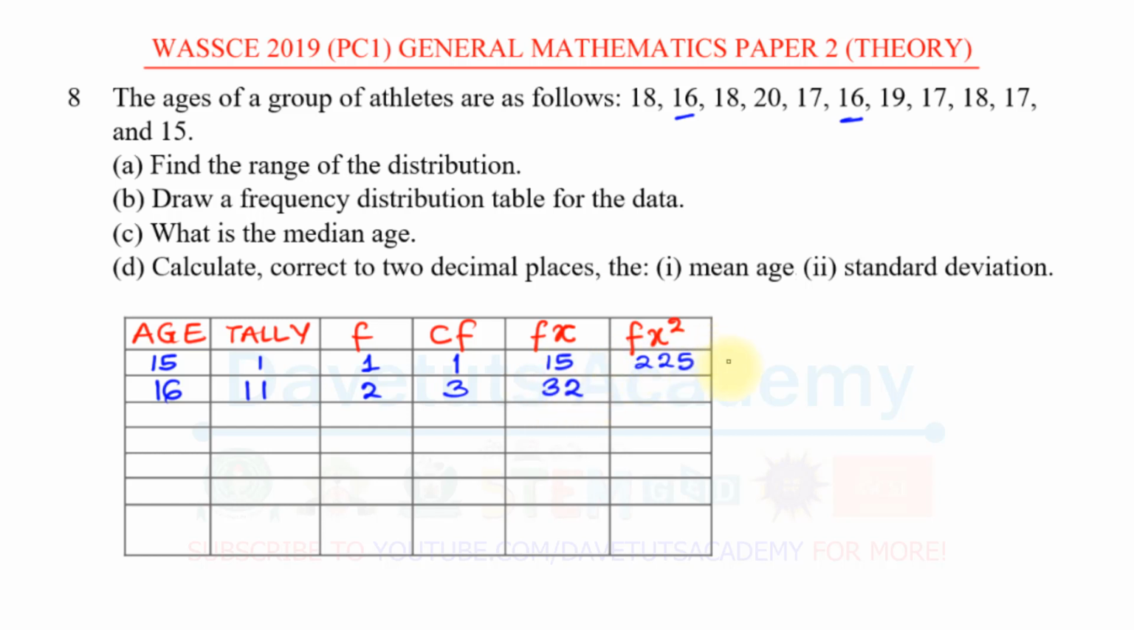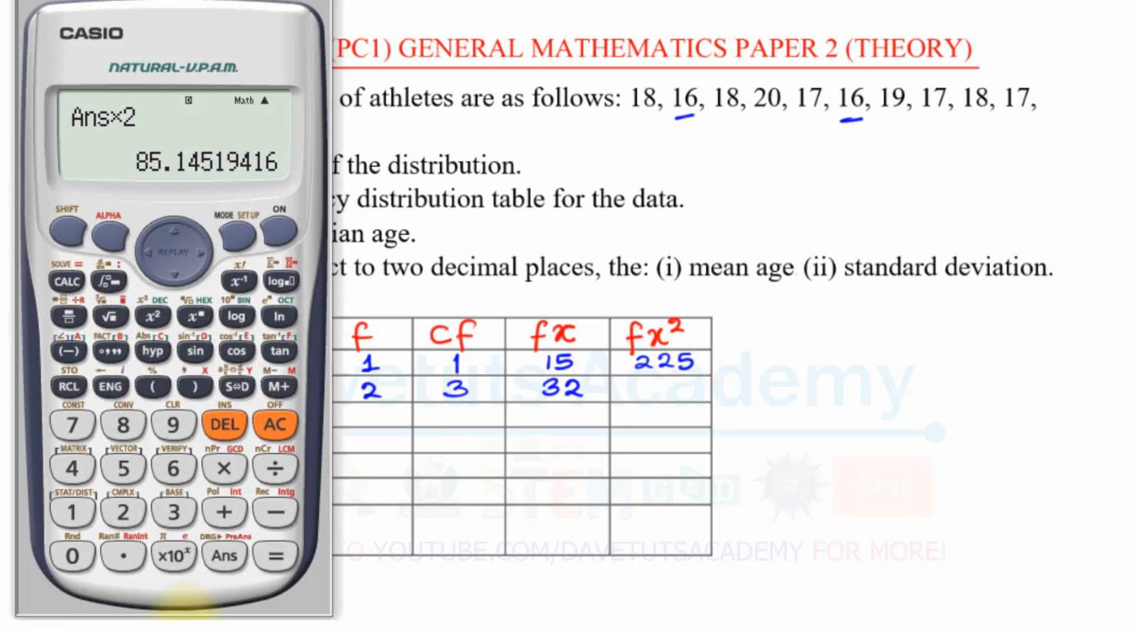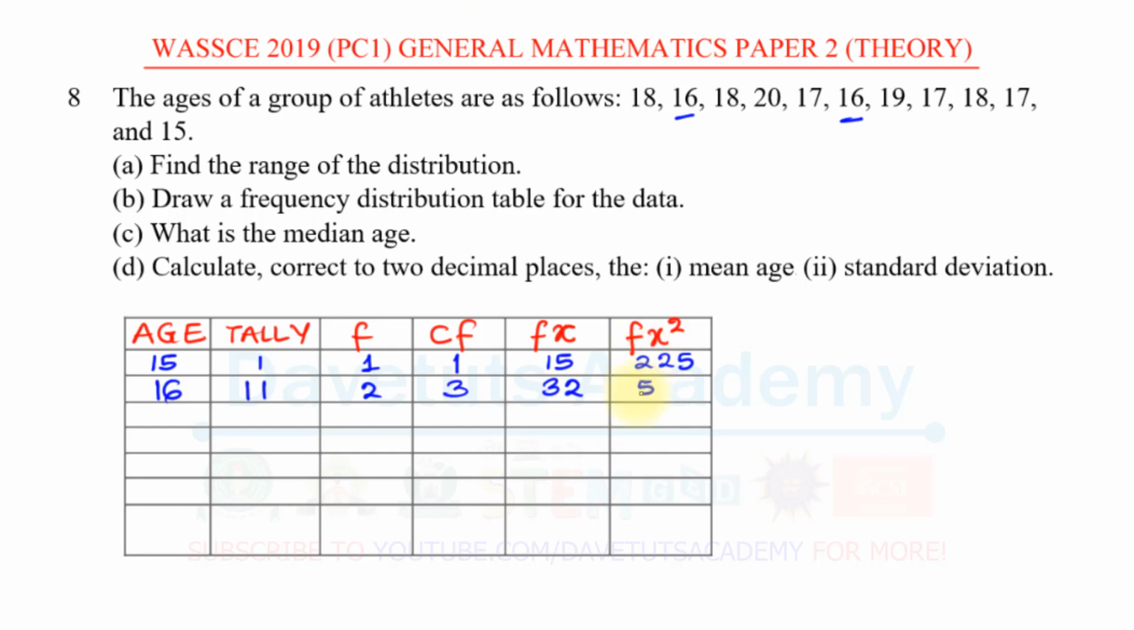Alright. And then the product of the frequency and the square of the data that we are talking about. In this case, we are going to say 16 raised to power 2. That is equal to what? 256. Now multiply by the frequency 2. That's 512. So here I'm going to have 512. Okay.